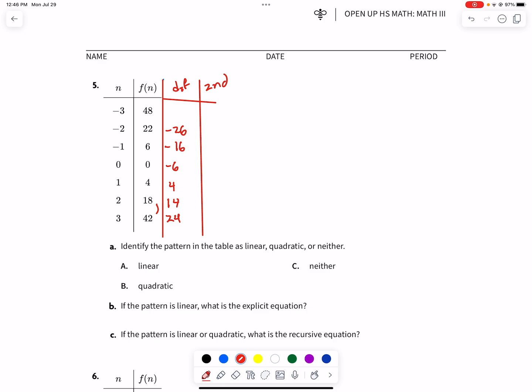Okay. What are we doing? We're adding 10. Negative 6 to plus 10 is 4. So yes, this is a nice constant difference. Okay. We're going to find eventually the recursive equation by looking at the differences. So let's just write that while I have this space.